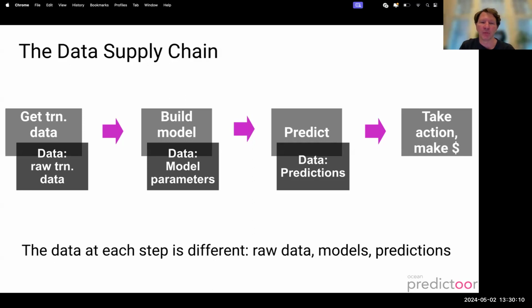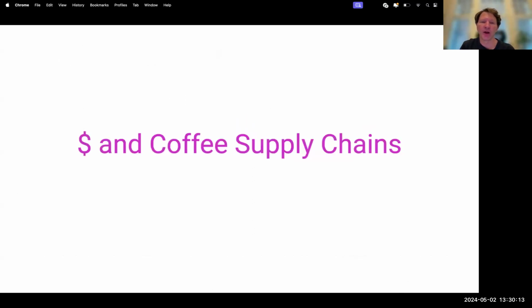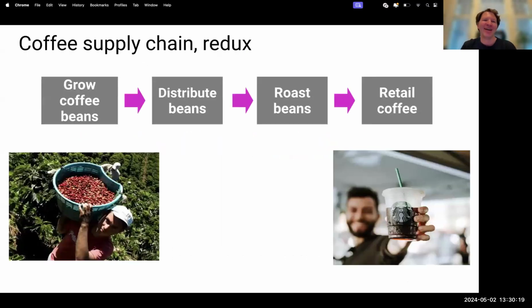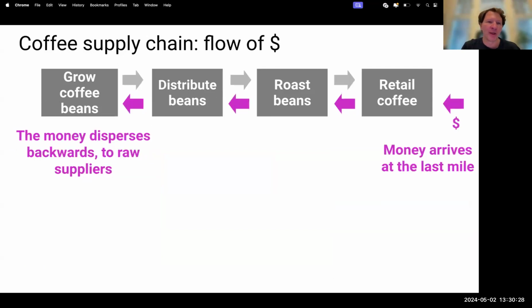Okay, but let's drill more into this. And how are we going to do it? Well, we're first of all going to drill back into coffee. Once again, I love coffee. I love thinking about it. So we saw this already, the coffee supply chain: grow the beans, distribute them, roast them, and then sell them in Starbucks or a hipster cafe.